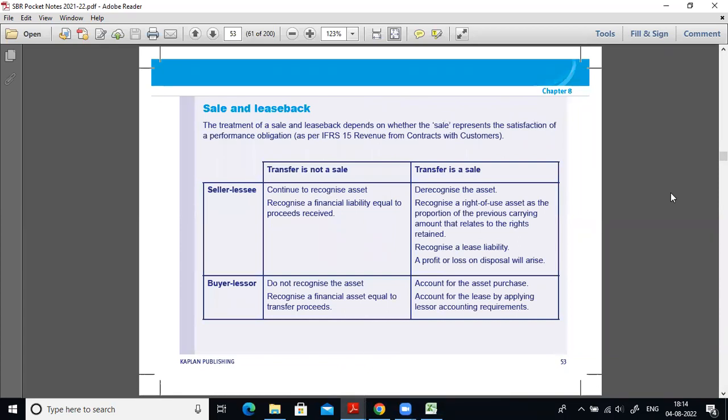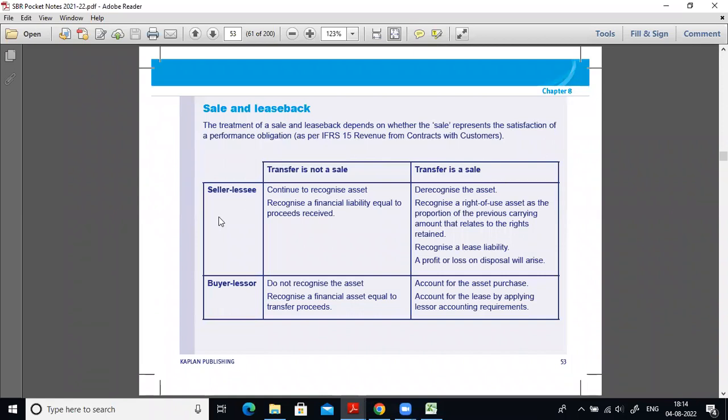Now the sale and leaseback. First, we try to understand the sale and leaseback. Normally, companies, in order to fulfill their short-term fund requirements, will be selling the asset, and the same asset will be taken on lease from the purchaser of the asset. Here you can see the treatment of sale and leaseback depends on whether the sale represents the satisfaction of the performance obligation as per our IFRS 15, revenue from contracts.